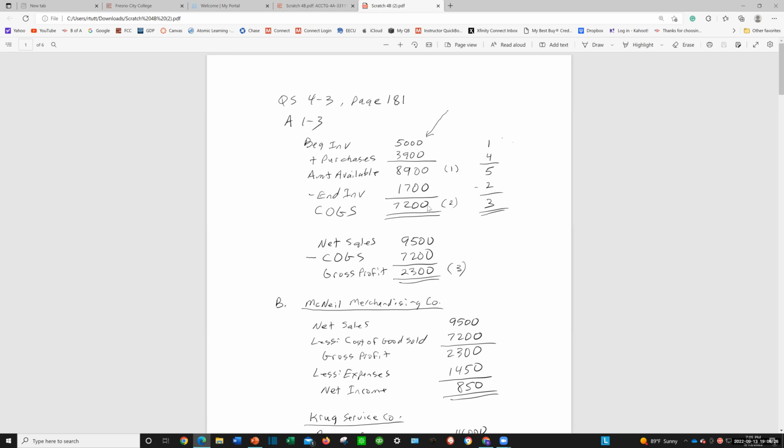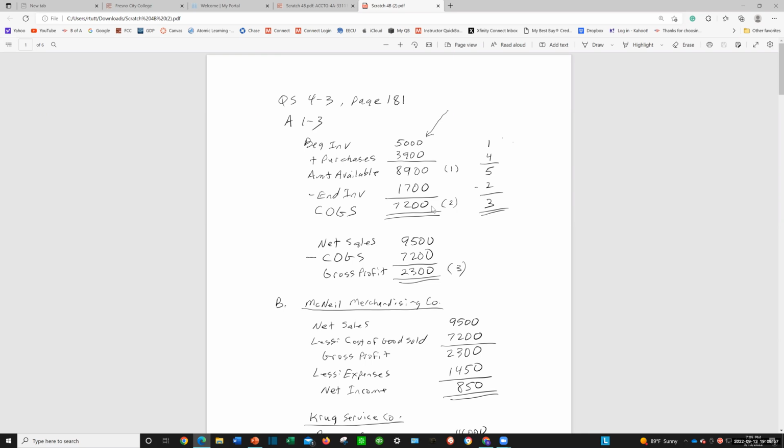And now you've got your cost of goods sold of 7,200. It's the same thing that we did just a little bit ago. If we had 5 available to sell, we only had 2 left in ending inventory, we must have sold 3. Again, here, we had 8,900 available. We ended up with only 1,700. Well, we must have sold 7,200 worth, okay?